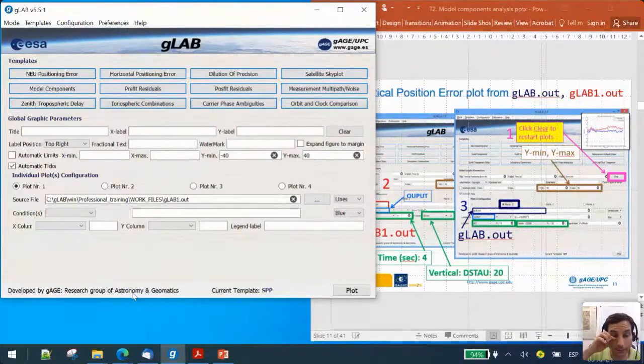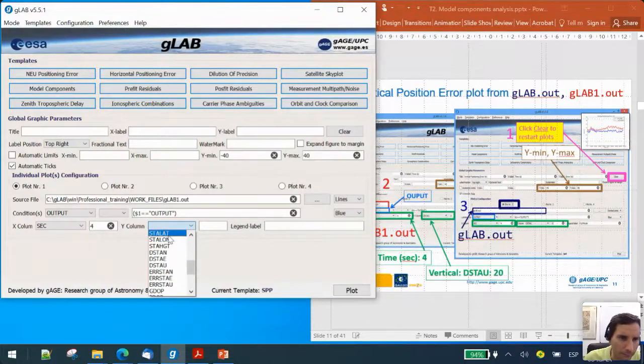You can see that they are independent. Whatever we do to the second time series we are plotting is different from the other ones, from plot number 1, plot number 3, and plot number 4. Okay, so let's do the same. So we are plotting the output condition, and then we are plotting the second of the day, sec, and the 20th column, that is the up error of the station.